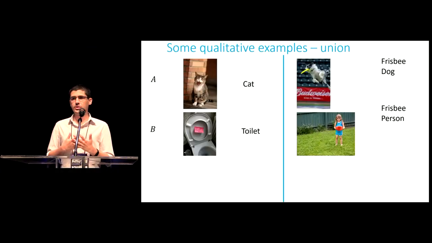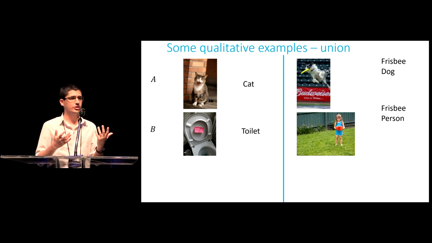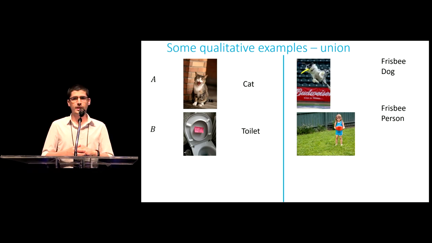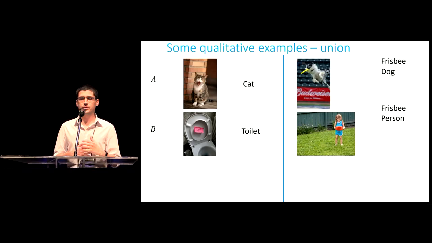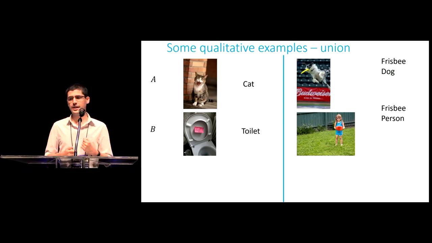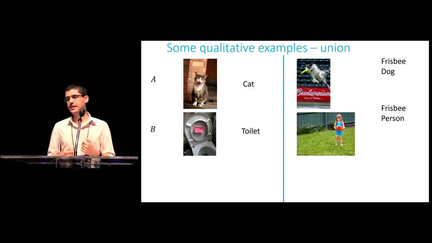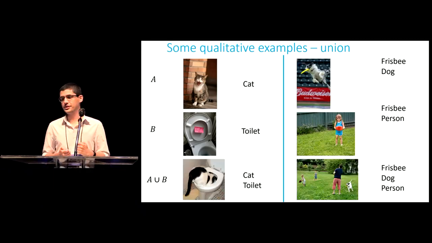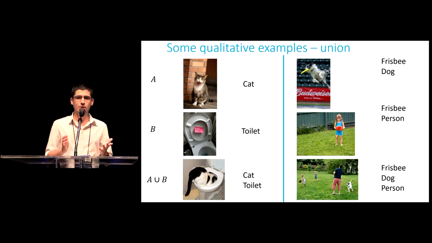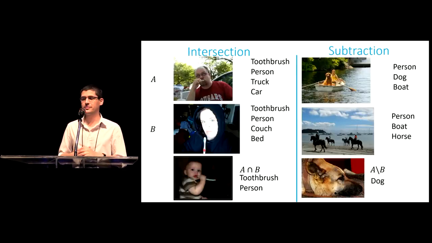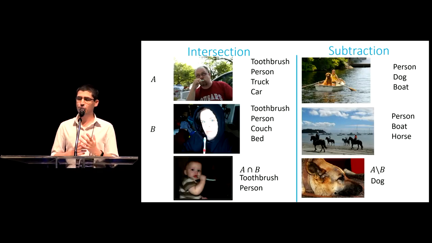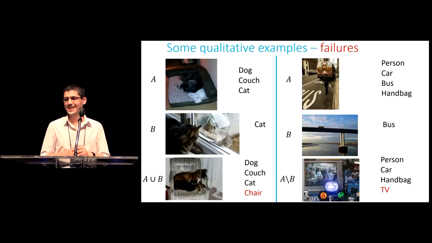We used image retrieval in order to get a visualization of those fake feature vectors. So on the left, you can see an example of two inputs, a cat and a toilet. The result of our lasso union network is a cat in a toilet. And of course, we have some results for subtraction and intersection, and unfortunately, some failures.